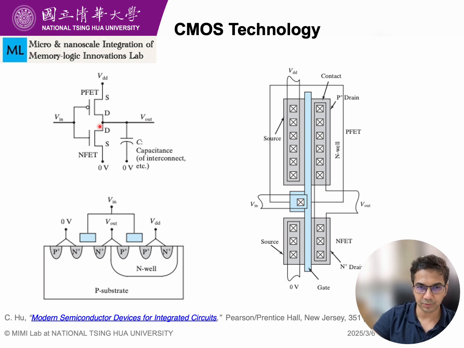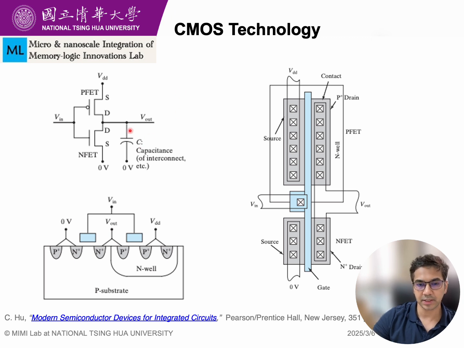When Vin is 0, the PFET is on, so the gate to source voltage is minus VDD, and the NFET is off because the gate to source voltage is 0 volt. So this pulls Vout up to VDD, the supply voltage. Conversely, when Vin is VDD, the PFET turns off because the gate to source voltage is 0, and the NFET is on because the difference is VDD, and this pulls down Vout to 0.